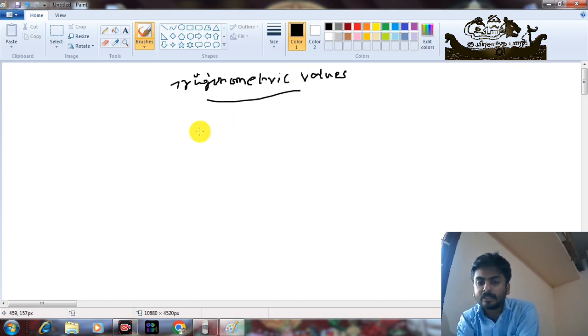unknown angles, and on occasion we may be required to use a calculator. So I am going to explain how to use a calculator in the right way, because the calculator will not give you the right answer if you do not use it in the right way.